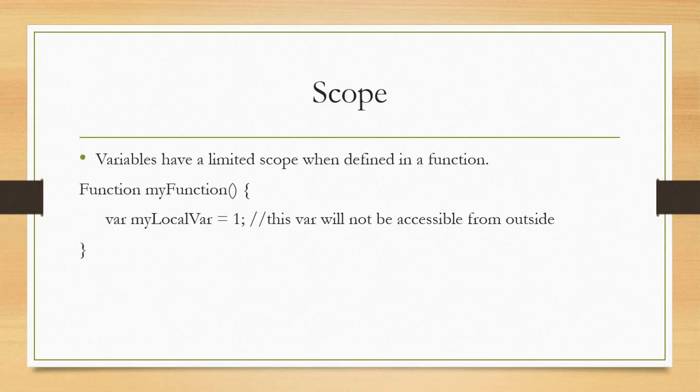There is also scope. Variables have a limited scope when defined in a function. This variable, myLocalVar, is not accessible from outside of this function because we have not returned it.